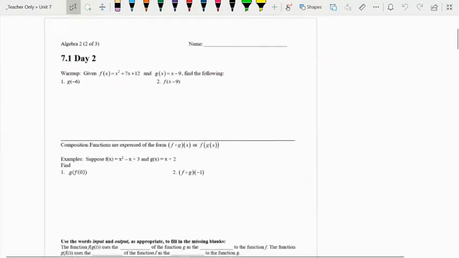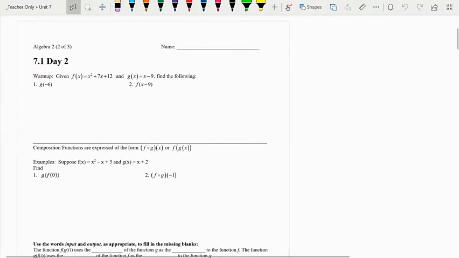All right, so we're going to do 7-1 day 2 today. So please go ahead and take a second, pause the video, and find the first two questions. So that would be g of -6 and f of x minus 9. So we're going to go ahead and go over these two now.